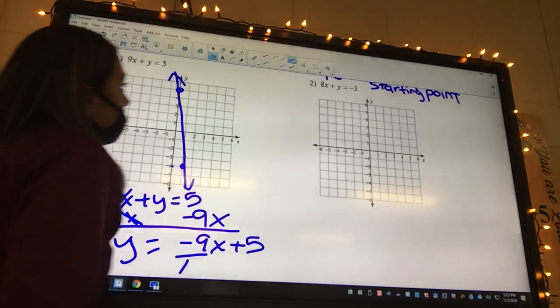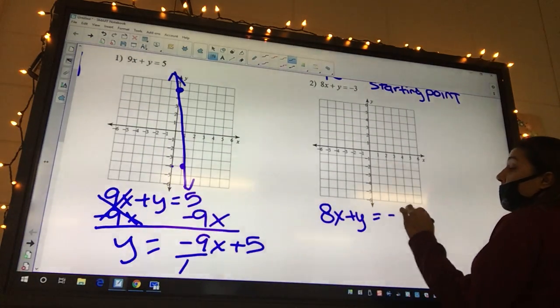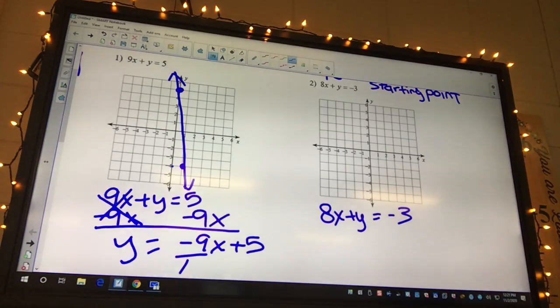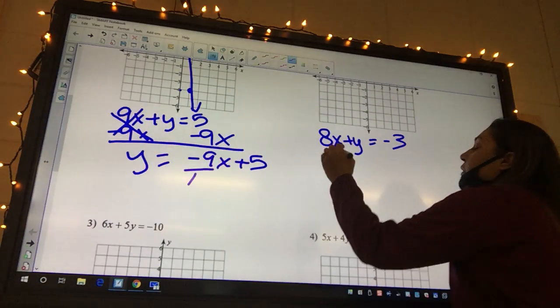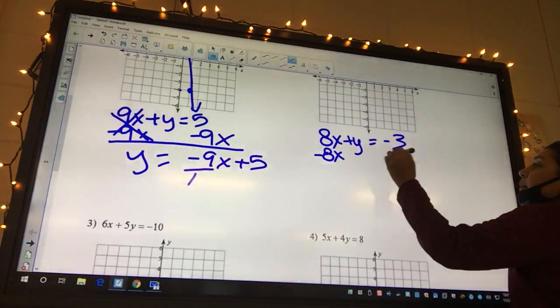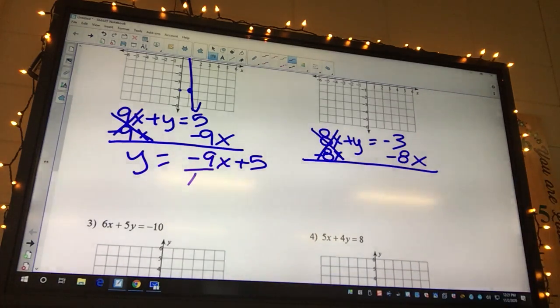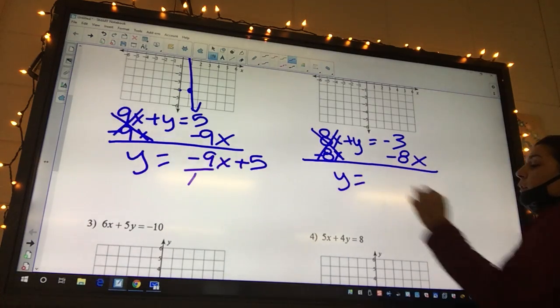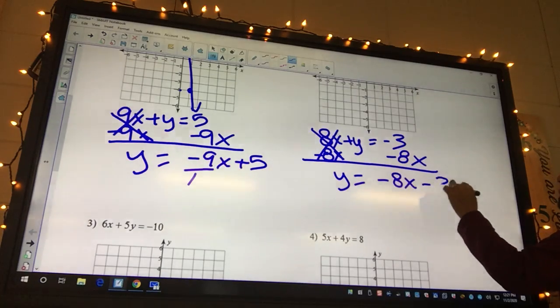Okay, so look at 2. I got 8x plus y equals negative 3. Okay, I'm trying to get what all by itself? The y. Okay, so I need to move what first? The 8x. So I'm going to say minus 8x, minus 8x. Okay, can we combine that 3 and that 8? No. So I'm going to have y equals negative 8x minus 3.